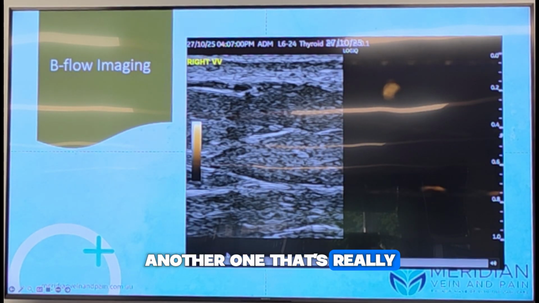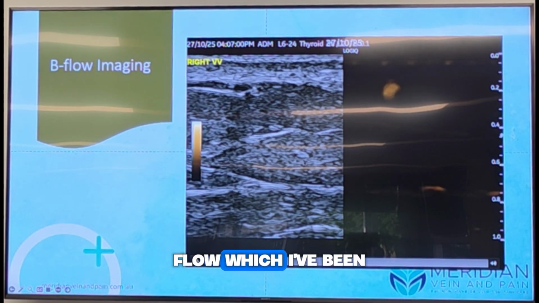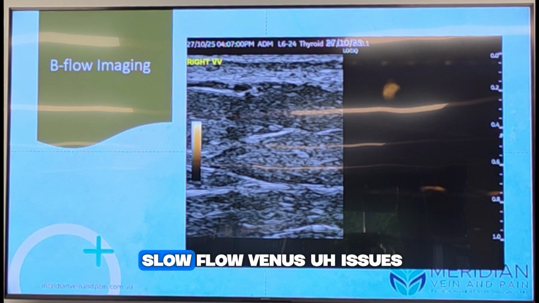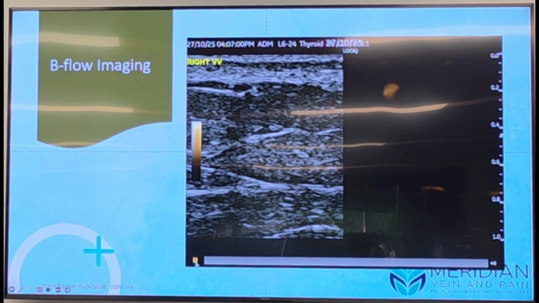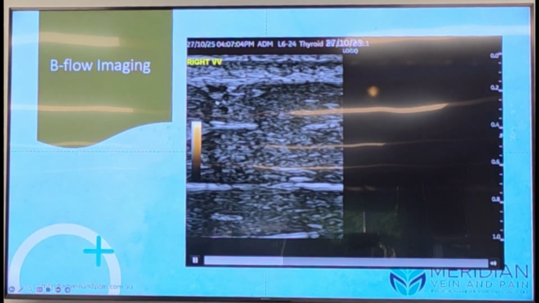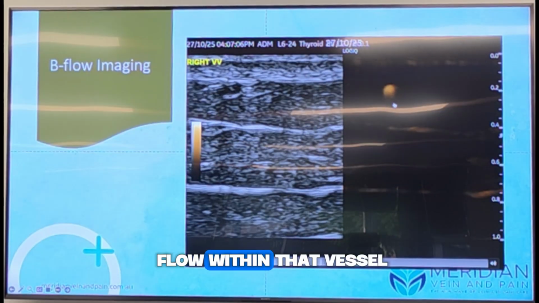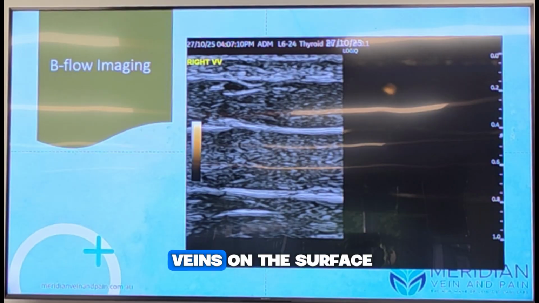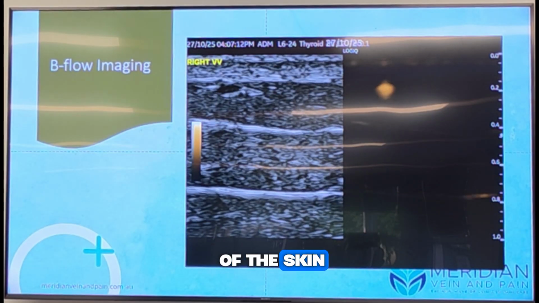Another one that's really cool is something called B-Flow, which I've been playing with a fair bit. So B-Flow I use for really, really slow flow venous issues. So this is the vessel that we're looking at, and this is the flow within that vessel. So that is a feeder for spider veins on the surface of the skin.